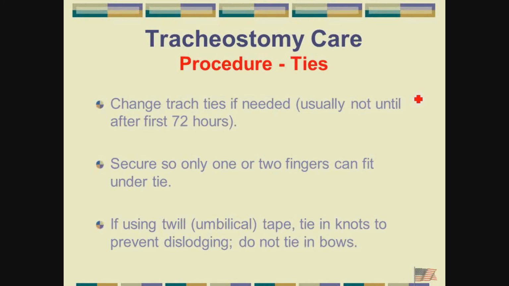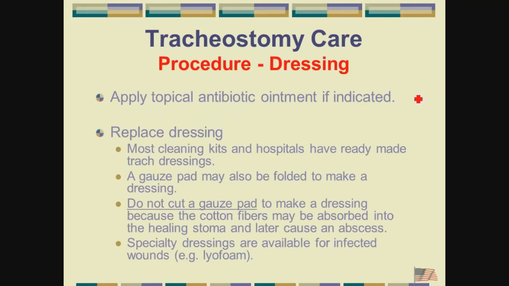Next step, once I've got the clean inner cannula back in, I can go ahead and change my trach ties. This will be something that we'll have you do, remembering to keep it so it's not super, super tight. You can fit one or two fingers under the tie. And we're not going to use the twill tape. We'll show you what it's like, but most places use the Velcro ties. Then we want to put the dressing in.